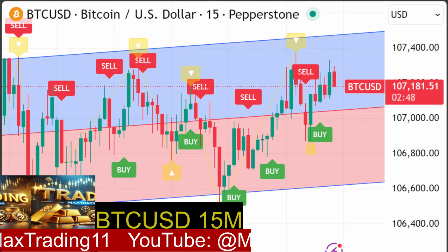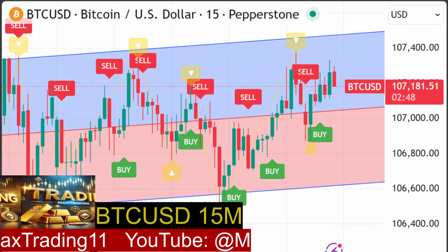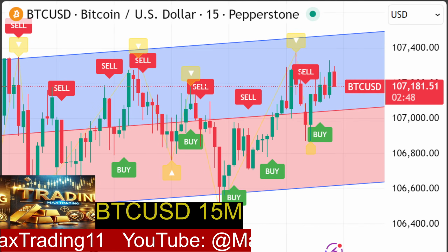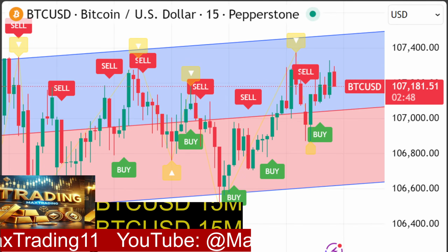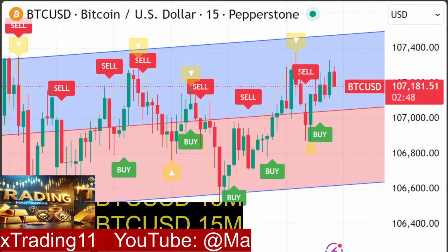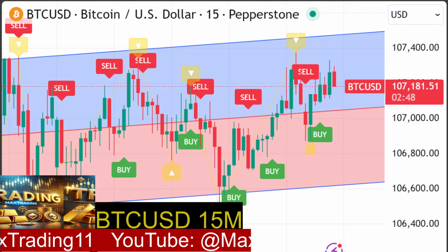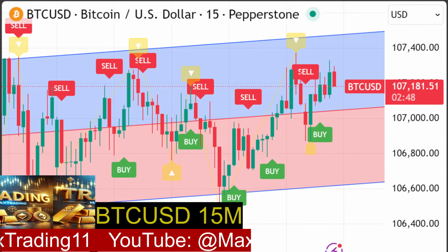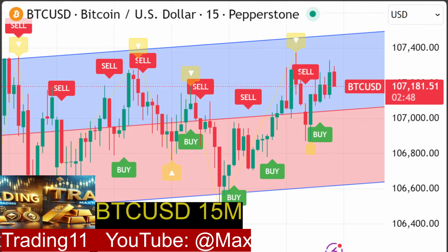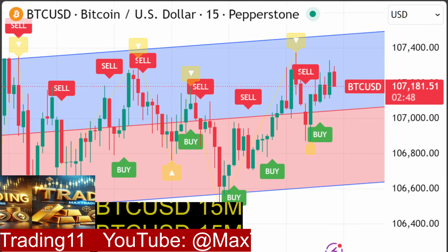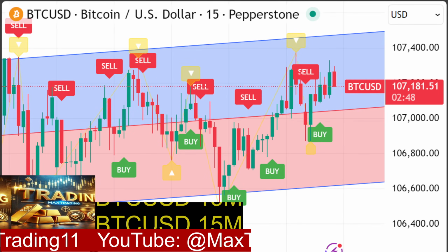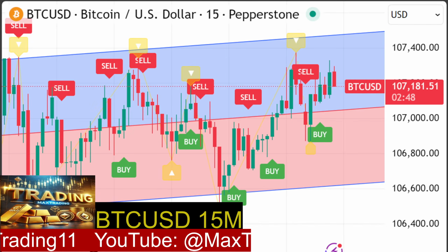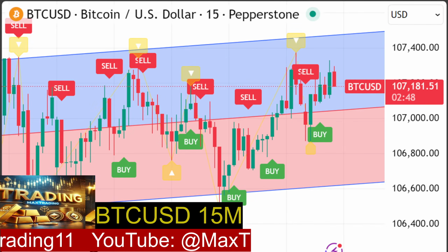Scenario B, price is approaching a channel boundary. Okay, traders, this is a key moment. The price is now approaching the lower boundary of our upward sloping channel. This is the first condition for a potential high probability buy setup. We are now on high alert, waiting for more confirmations.